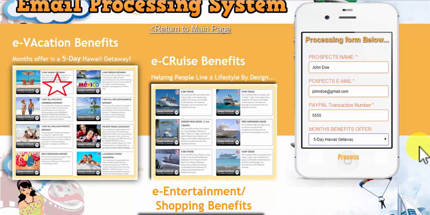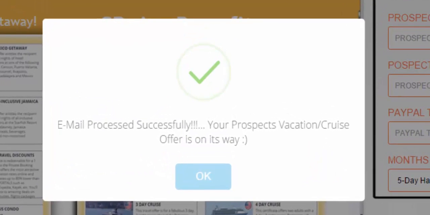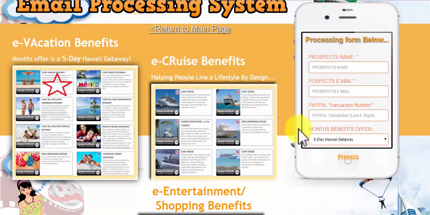For right now, we're offering a 5-day Hawaii getaway. You just keep that there. After you enter the information, transaction ID number, 5-day Hawaii getaway, click process. It'll send the prospect an email asking them to verify the email, and then usually within 24 hours they'll receive their certificate for their free vacation or cruise or whatever the offer is, and then they can go and redeem that.